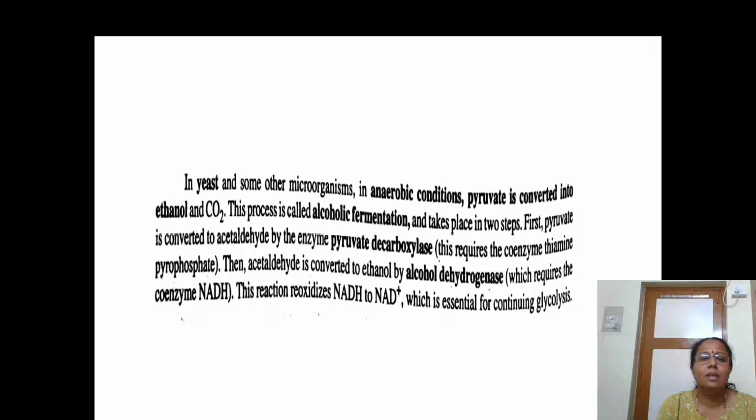So, in yeast and some other microorganisms, in what condition? Anaerobic condition, pyruvate is converted into ethanol and carbon dioxide. Remember, this process is known as alcoholic fermentation, which, as I explained earlier, takes place in two steps. In the first step, pyruvate is converted into acetaldehyde by the enzyme pyruvate decarboxylase, and acetaldehyde is converted into ethanol by alcohol dehydrogenase. Remember, this reaction reoxidizes NADH into what? NAD+, which is essential for the continuation of glycolysis.